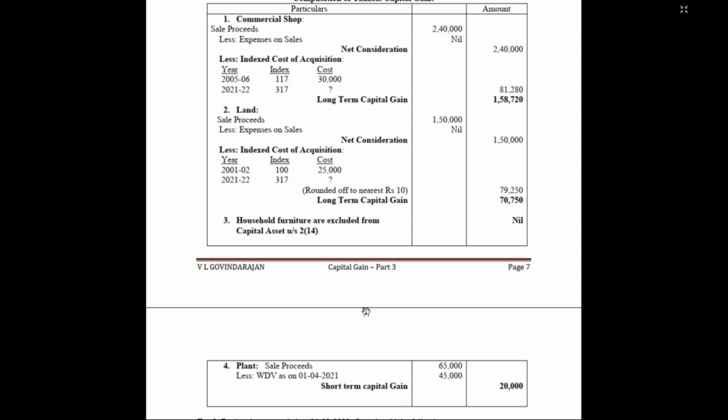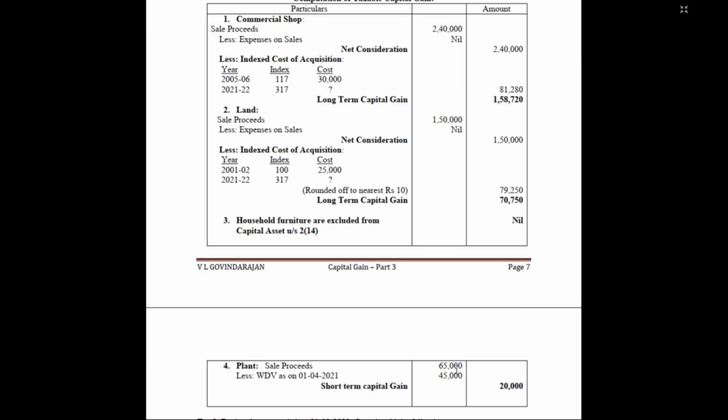Fourth one is machinery or plant. This one is a business owned property acquired in 2005 for rupees 1,80,000. The actual cost is 1,80,000. For the business owned property, we don't mind about the cost. We have to mind only the written down value as on 1/4/2021. So the sales value is 65,000, but the written down value is 45,000. So 65,000 minus 45,000, that is 20,000, will be the short term capital gain.